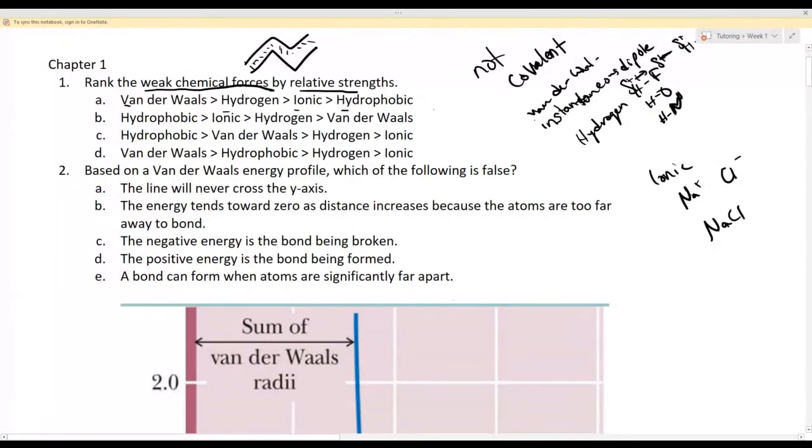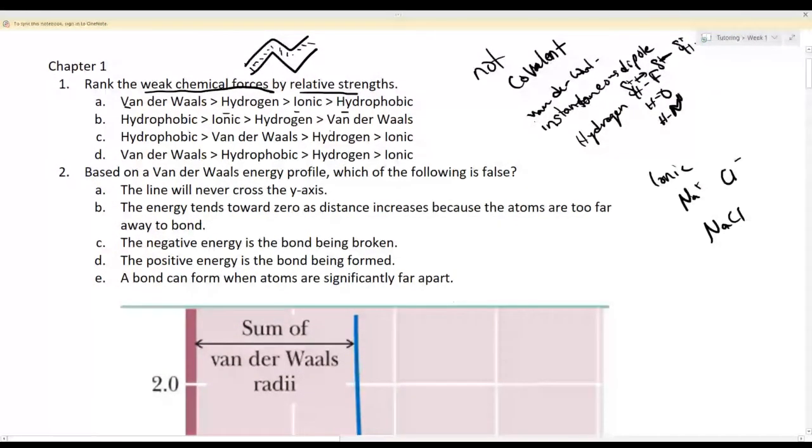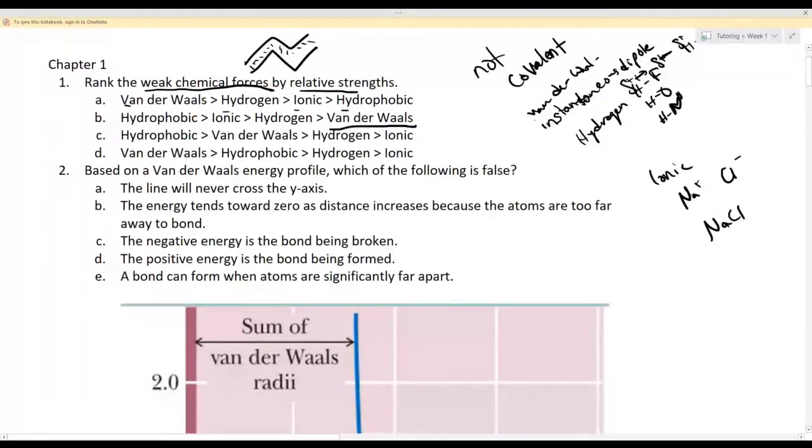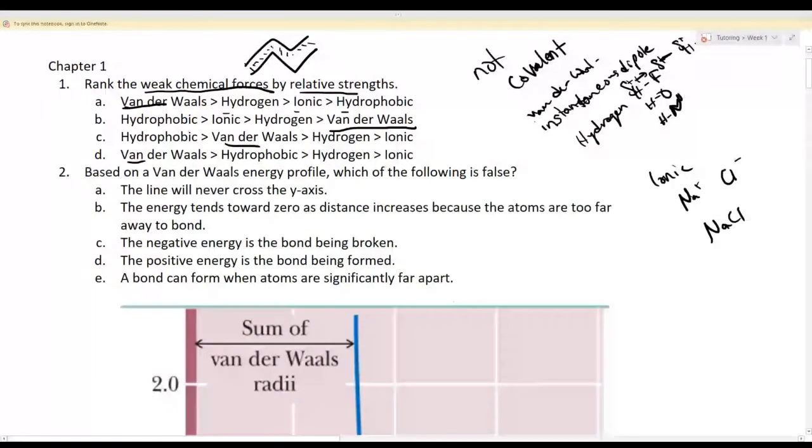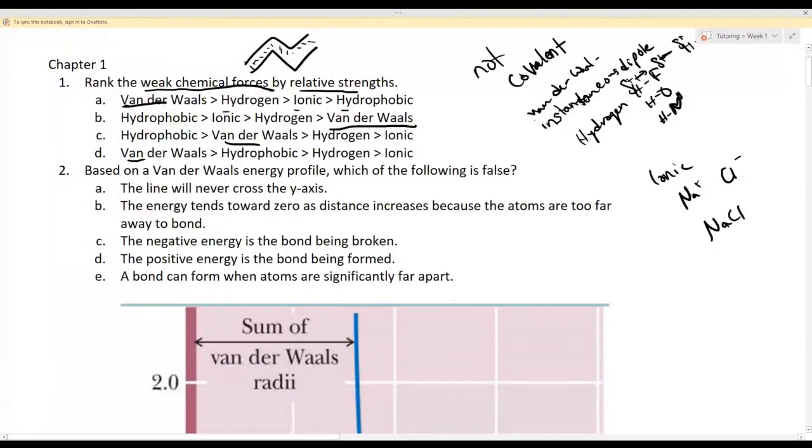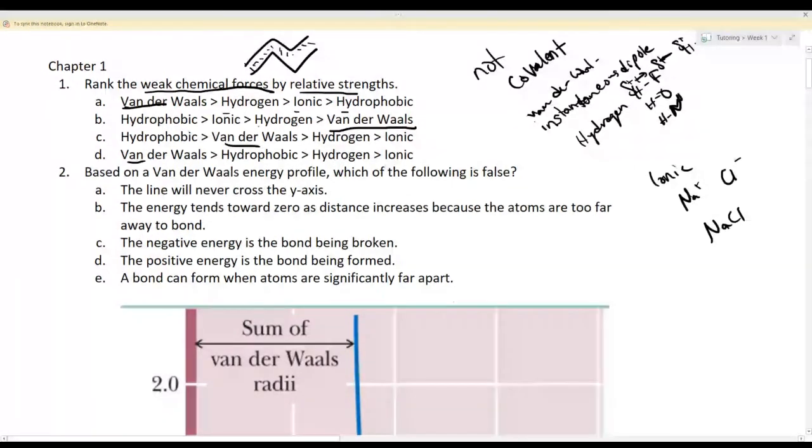In terms of ranking these, the biggest thing to remember is that van der Waals forces are our weakest forces. These are always present, and they're not particularly strong. They're just there because they have some attractive properties. Going in order, next we see hydrogen bonding.